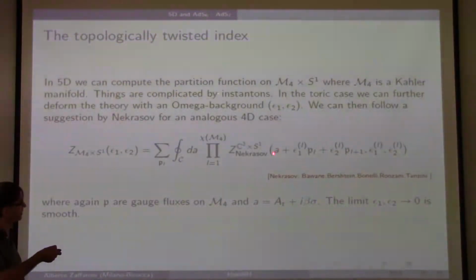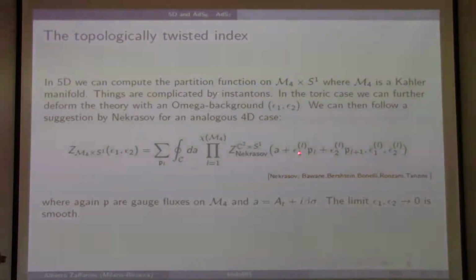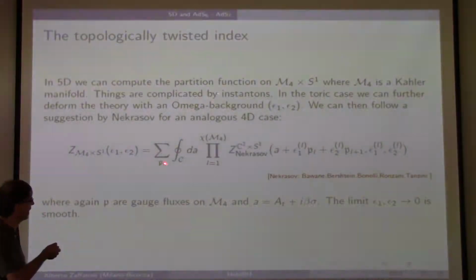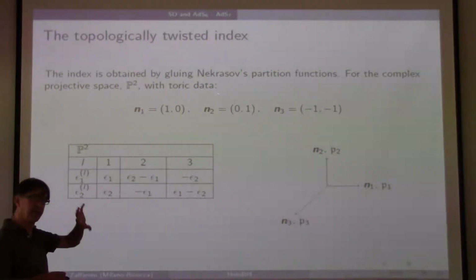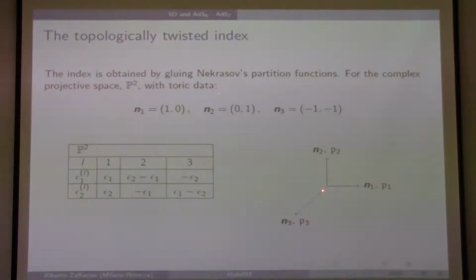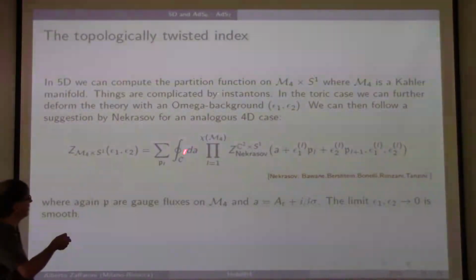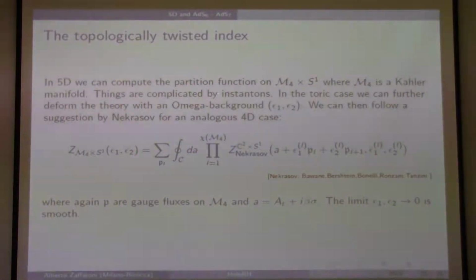You also shift the gauge variable by some integers that play the role of the magnetic fluxes. So in this game, the magnetic fluxes are associated to all these vectors in the fan. So you have many numbers P that play precisely the role of the previous magnetic charges, and they are associated to the toric data. And you do this gluing, you integrate over A, and this is the conjecture for the partition function on M4 times S1 when epsilon 1 and epsilon 2 are different from 0.